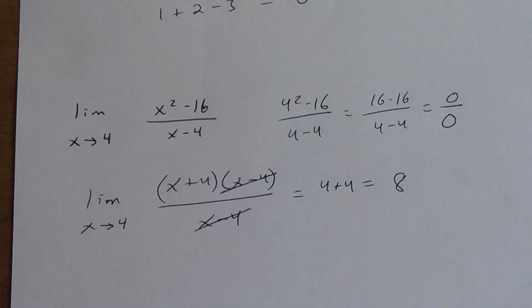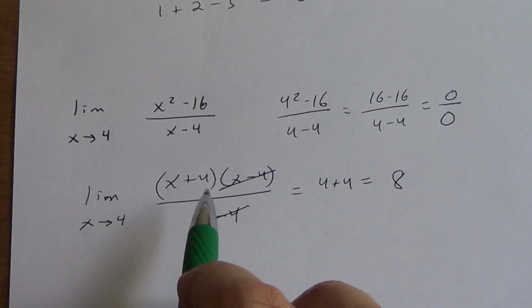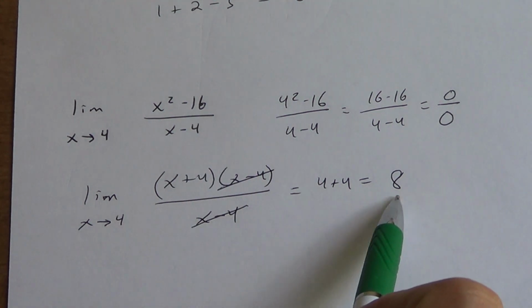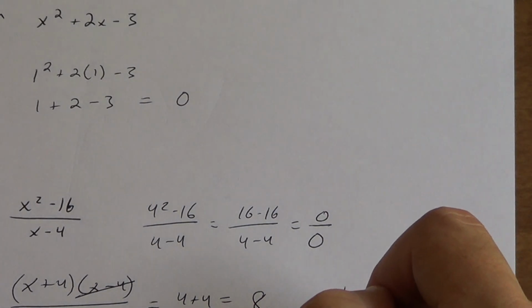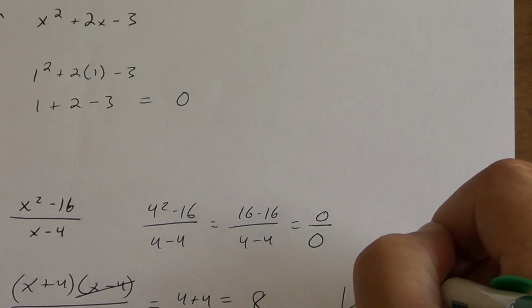If we actually looked at this on a graph, this right here would look exactly like this line. A simple line, x plus 4, except that at the point (4, 8), there'd be a hole. And you've seen those before, x plus 4. So 1, 2, 3, 4. Slope of 1, something like that.